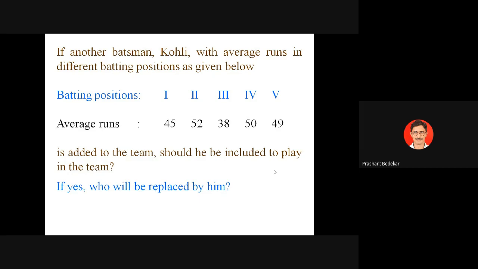Because the constraint is that I can have only 5 players as batsmen. I cannot have 6. The list which I showed in the previous slide already has 5, and now the 6th person has come. If the answer to the first problem is yes, Kohli should be included in the team, the very next question is who will be replaced by him? I mean, out of the 5 shown in the previous slide, who should be taken out of the team?